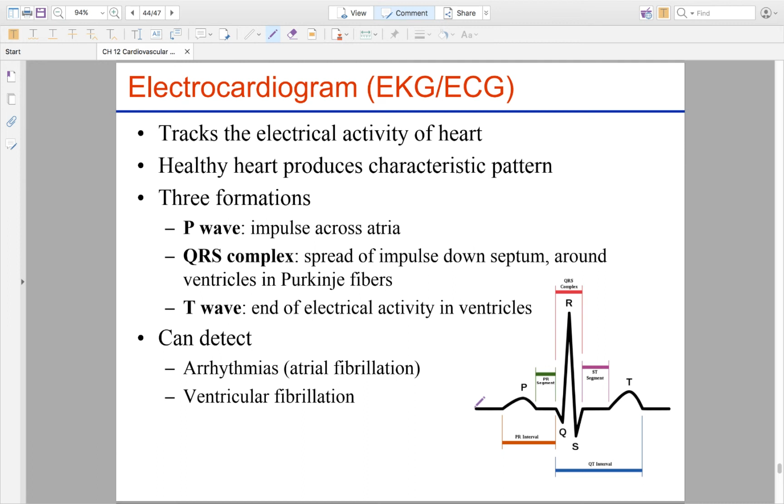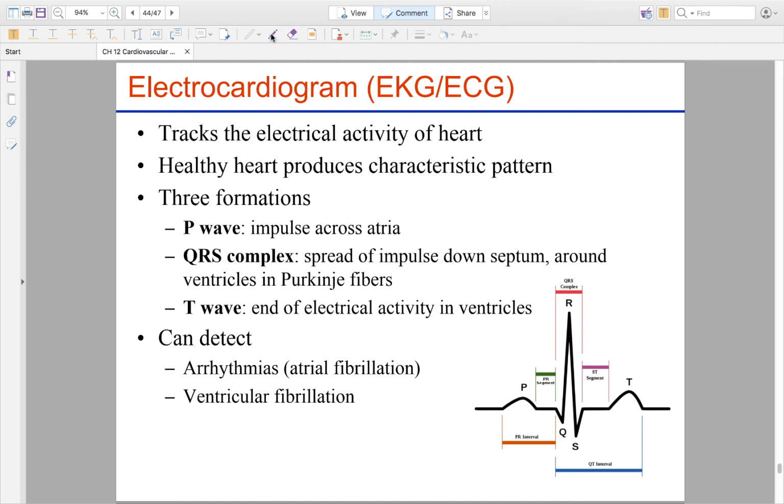Okay, this is one full cardiac cycle, and of course, you know, if we were to keep going, we would see this pattern over and over and over again. Now, a healthy heart makes a perfect pattern of what's called the P wave. So here we start with the P wave.